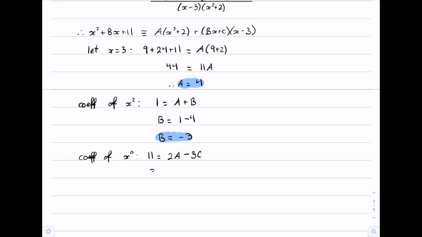If we rearrange, we get 3c equals 2a, but remember a is 4, so 2 times 4, which is 8, minus 11. The right-hand side is negative 3, and so c would be equal to negative 1 once we divide through by 3. And so this here is our final part for part 1. So a is 4, b is minus 3, and c is negative 1.